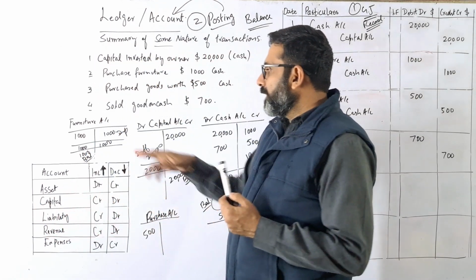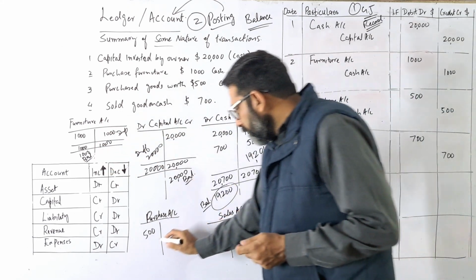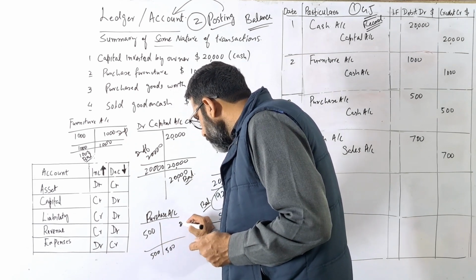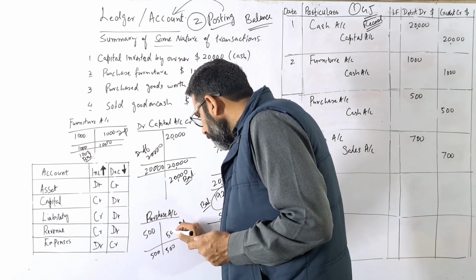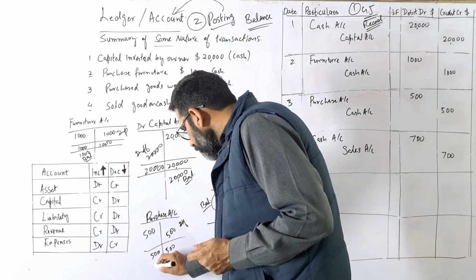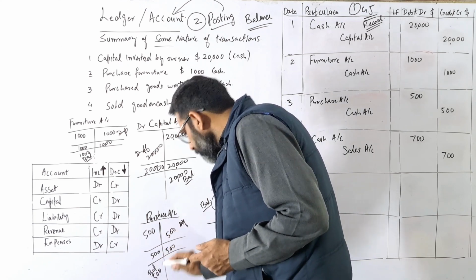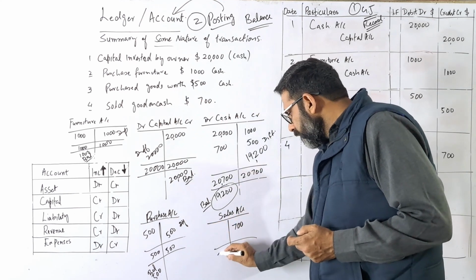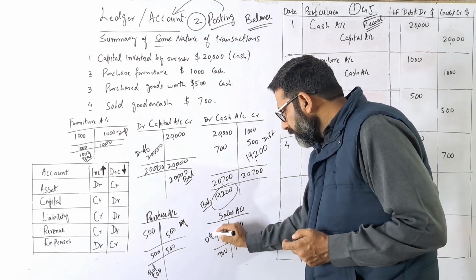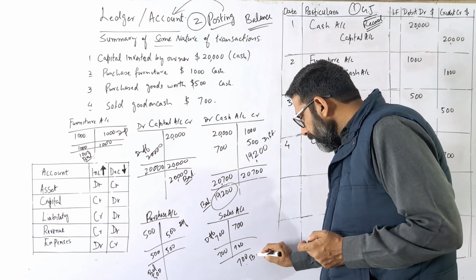now the balance of the furniture account is 1,000 as a debit balance. Okay, the purchases account 500 here, 500 here, and the difference here is 500. So the balance is on the debit side. In the same way, the sales account 700, 700, and 700 is the difference to make the balance. So this is 700 on the credit side as a balance.